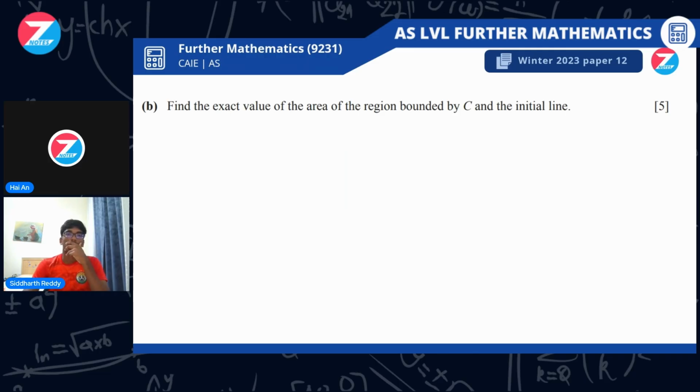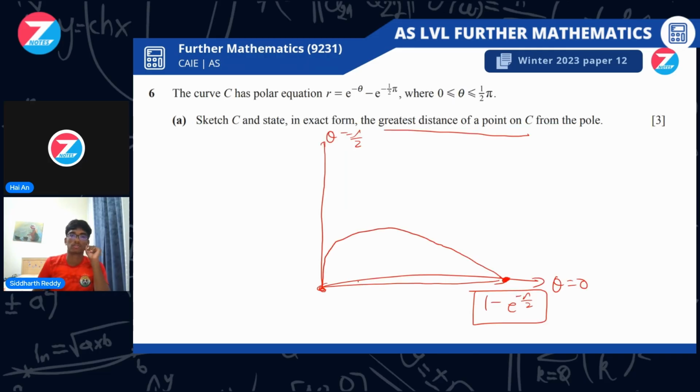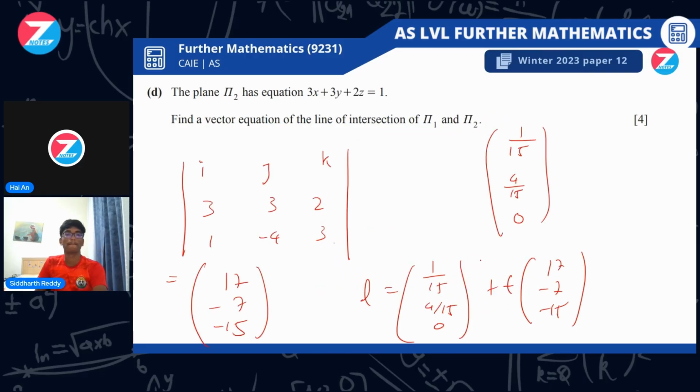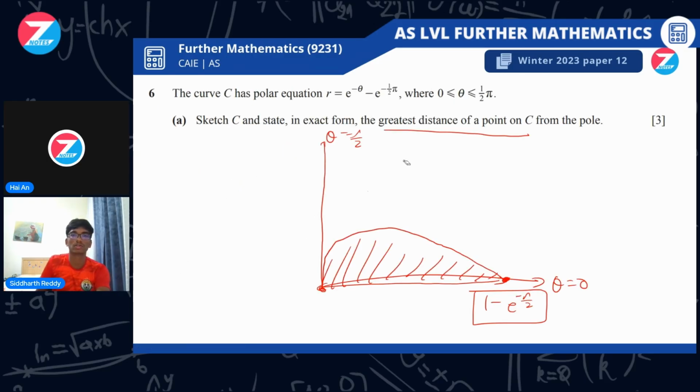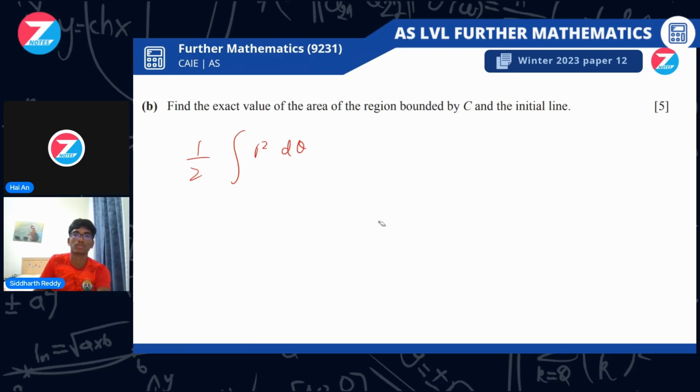Find the exact value of the area of the region bounded by C and the initial line. So that's just find this area basically. So let's do that. The area of a polar graph is going to be half integral from alpha to beta of r squared d theta. So we can easily do that. They gave the bounds of the curve from 0 to pi by 2. So let's do that.